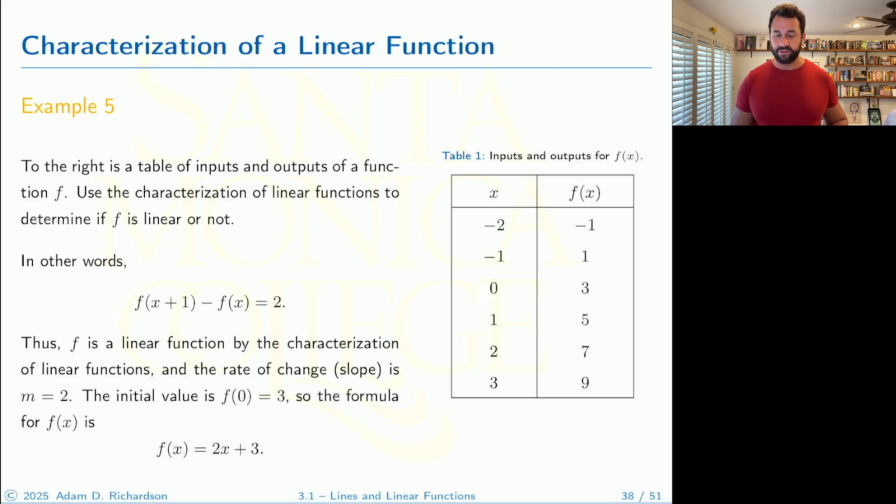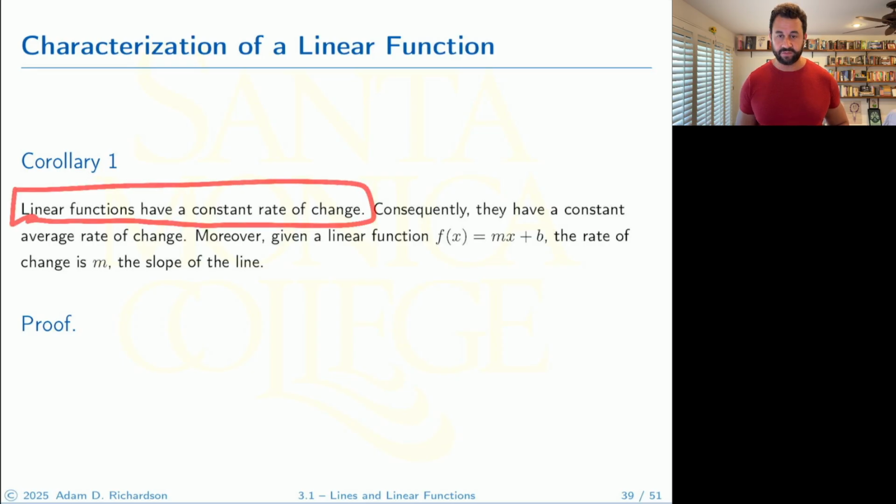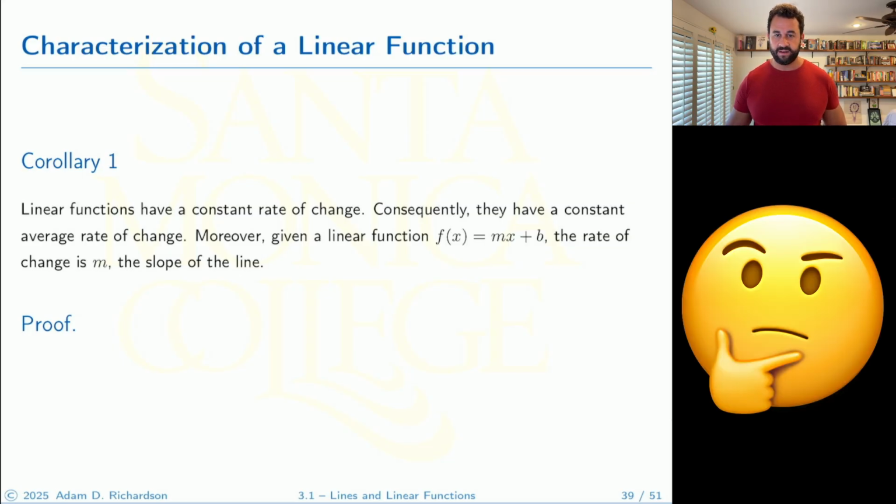Now, because of that characterization, we have this really nice corollary, and it's this. It says linear functions have a constant rate of change. Okay? And consequently, they have a constant average rate of change. So that means the average rate of change of a linear function is a constant over any interval. Moreover, if you're given a linear function in slope-intercept form, the rate of change is the slope of the line. All right. So ponder that for a second.